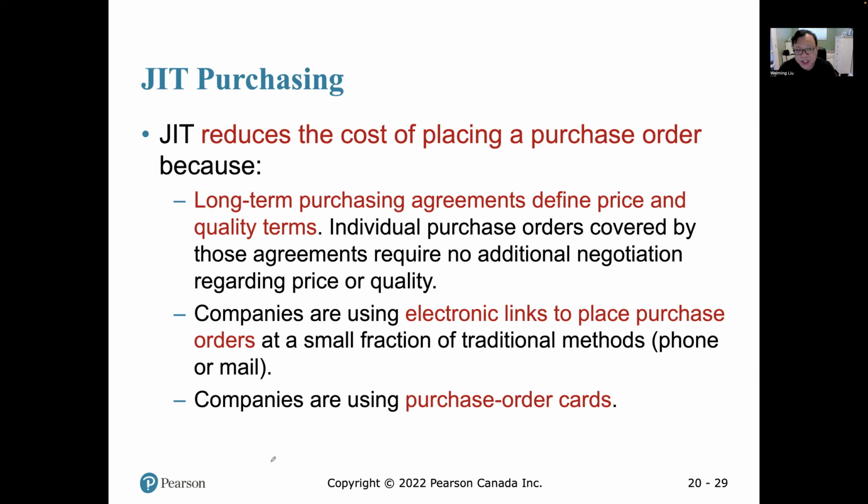JIT, just in time, reduces the cost of placing a purchase order because they have a long-term agreement. The price and quantity terms have already been defined. They just need to use that link, right, to make an order. It's much cheaper than phone calls or mailing, the traditional method.